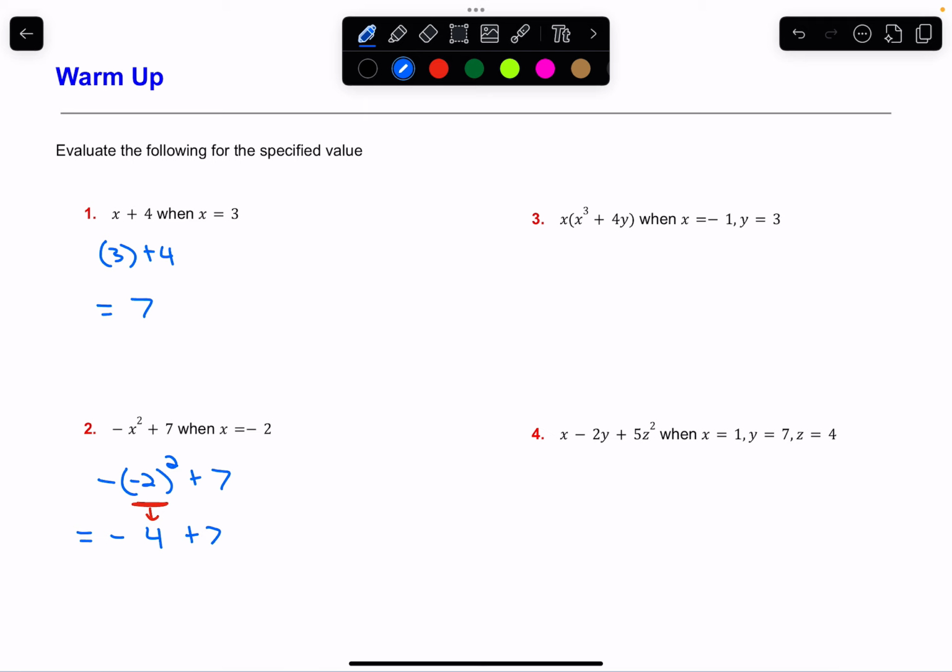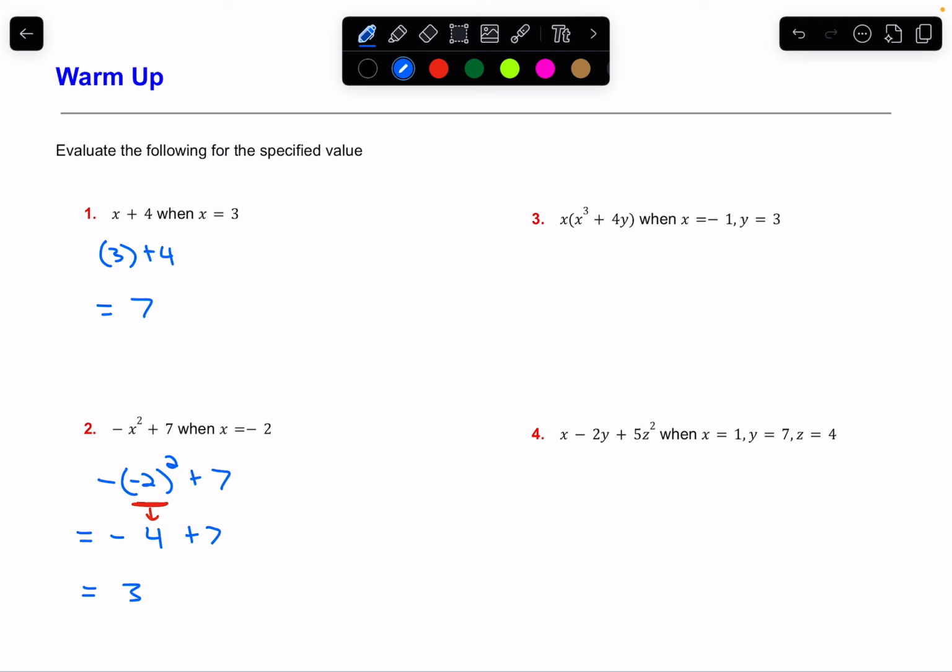And now negative 4 plus 7, if I instead do 7 minus 4 in my head, that's going to be 3. And it's positive because 7 was the bigger number there. Please always remember when we're adding together a positive with a negative, always do big number minus small number, and then just check if the answer should be positive or negative.